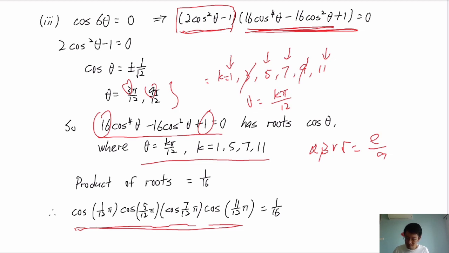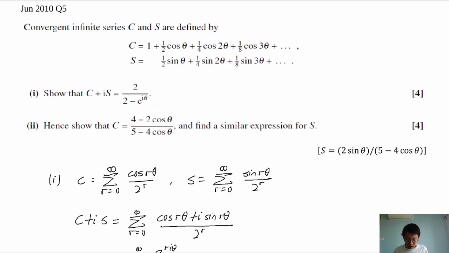So next one. For this series, a convergent infinite series is defined by this: C is 1 plus 1 over 2 cos theta, and so on, and for S it will be half sine theta, 1 over 4 sine 2 theta, and so on. For this one, the idea is very similar to what we have done before. So with that, it is easier if we establish a series for C and S.